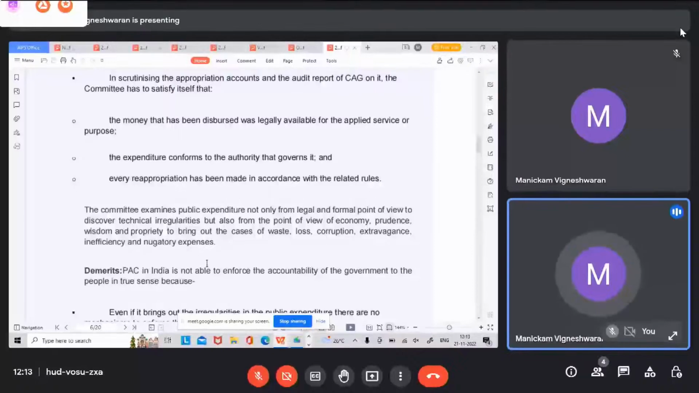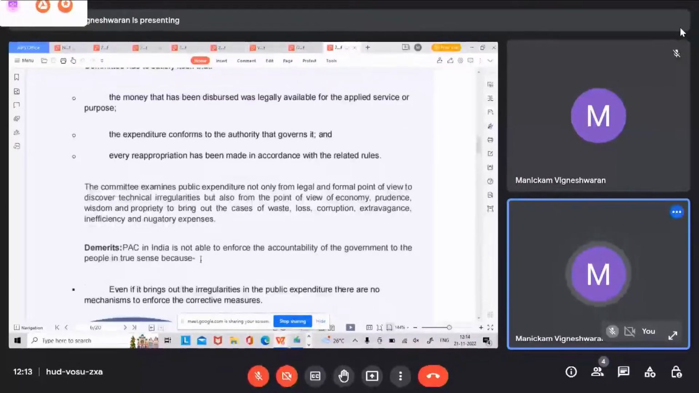The committee examines the public expenditure not only from the legal and formal point of view to discover technical irregularities, but also from the point of view of economy, prudence, wisdom and propriety, to bring out the cases of waste, loss, corruption, extravagance, inefficiency and regulatory expenses, demerits.